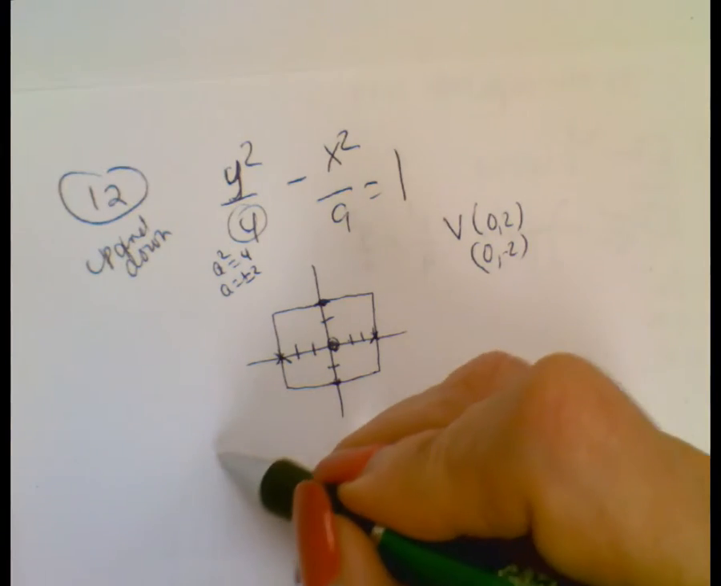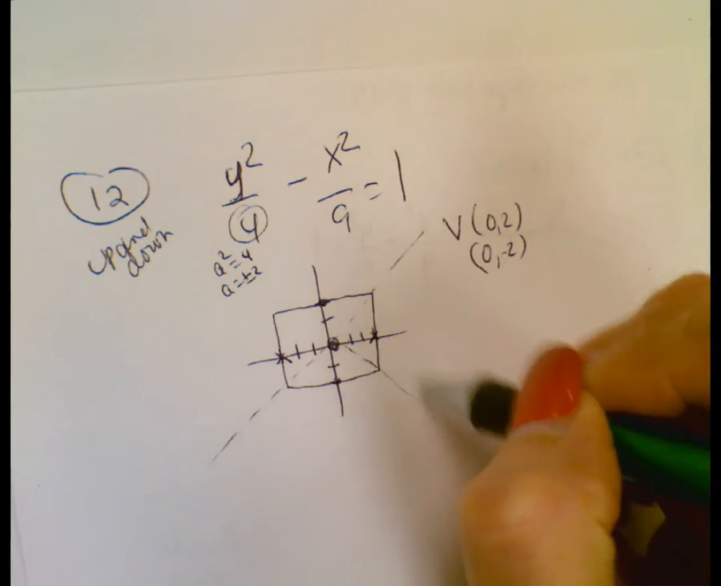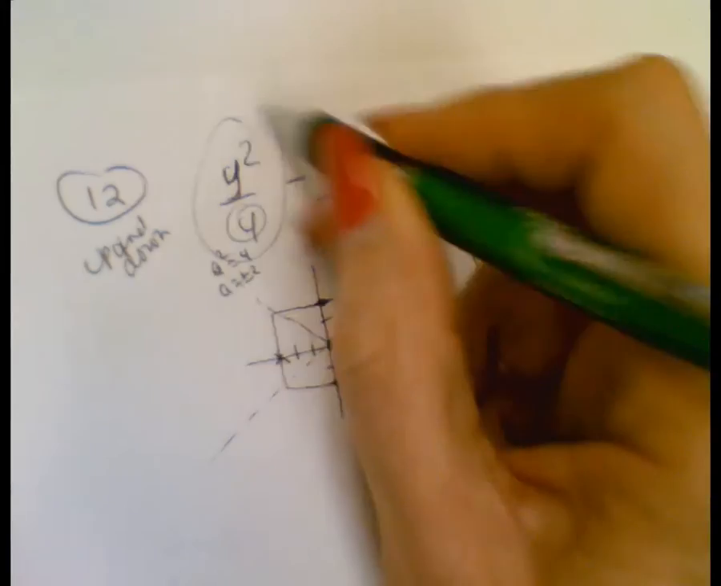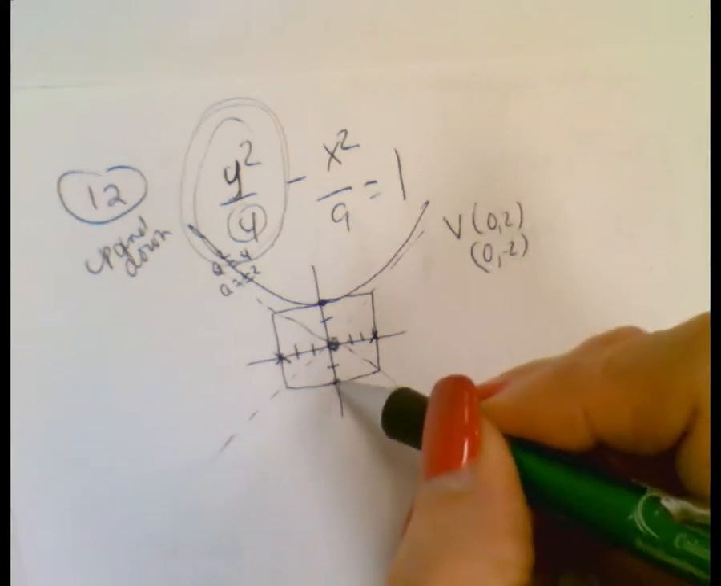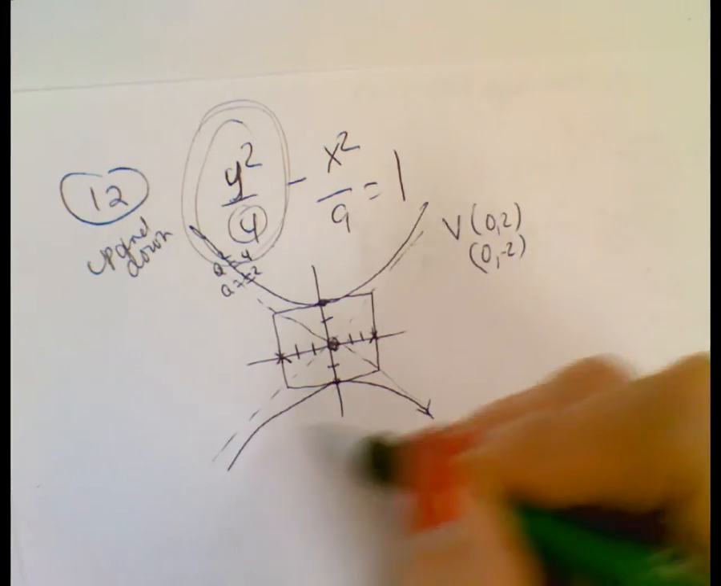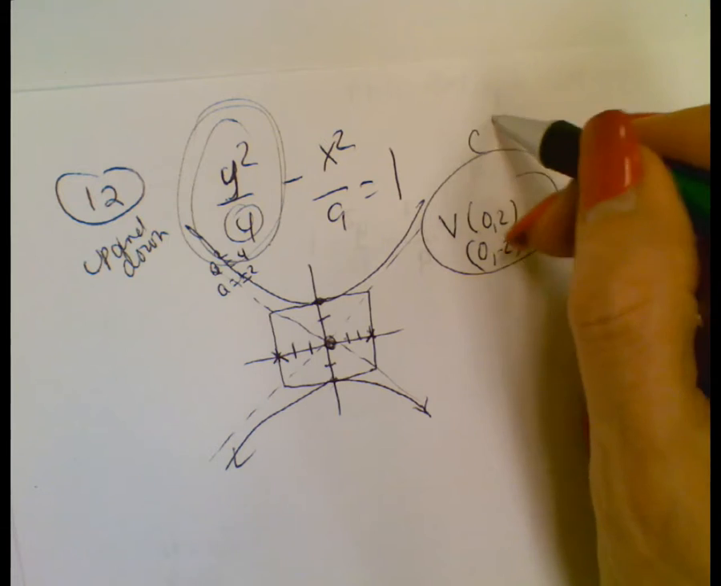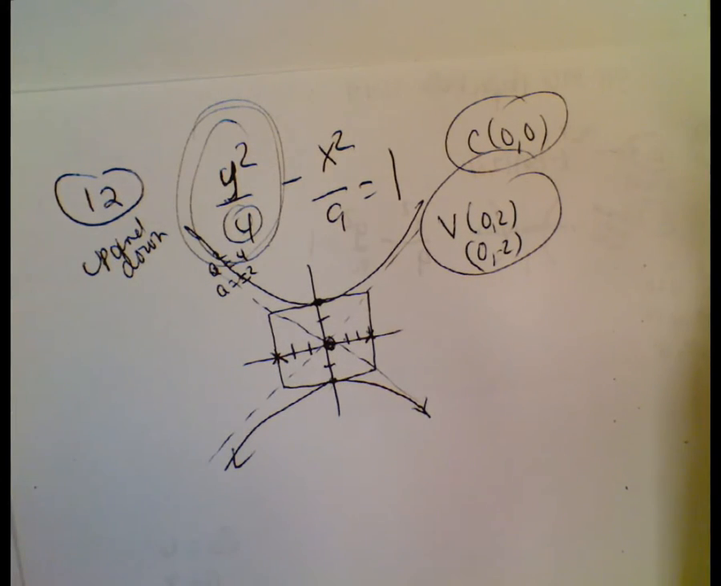Okay, draw some nice asymptotes through here. Don't miss the corners of the box. It's up or down. Remember, the y is positive, so it's going to go up, down. These are your vertices. Your center is 0, 0. That's an answer. And you got the picture.